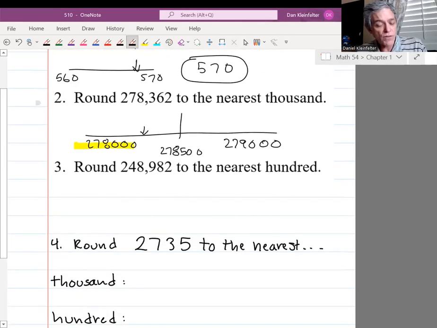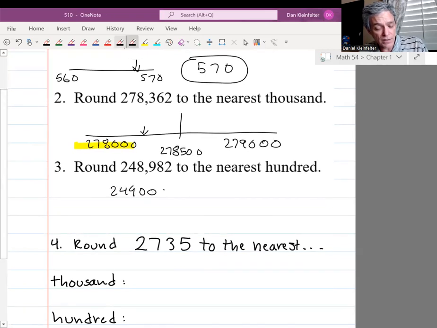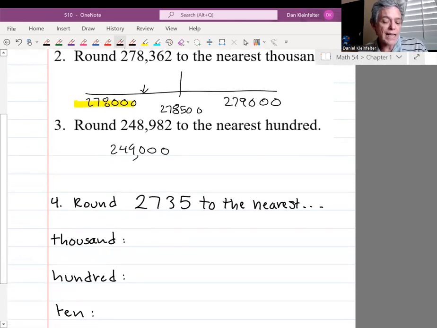Okay, 248,982 to the nearest 100. I can kind of forget the digits in front for a second. 982, is that closer to 900 or 1,000? It's closer to 1,000, right? So we're going to bump this up to 249,000. Notice that that ended up a multiple of 1,000 just because we were already at 982.